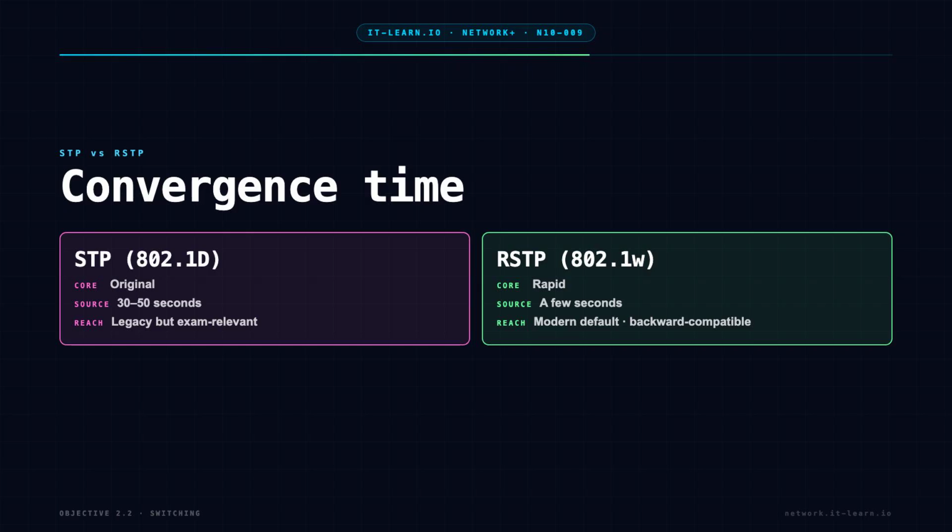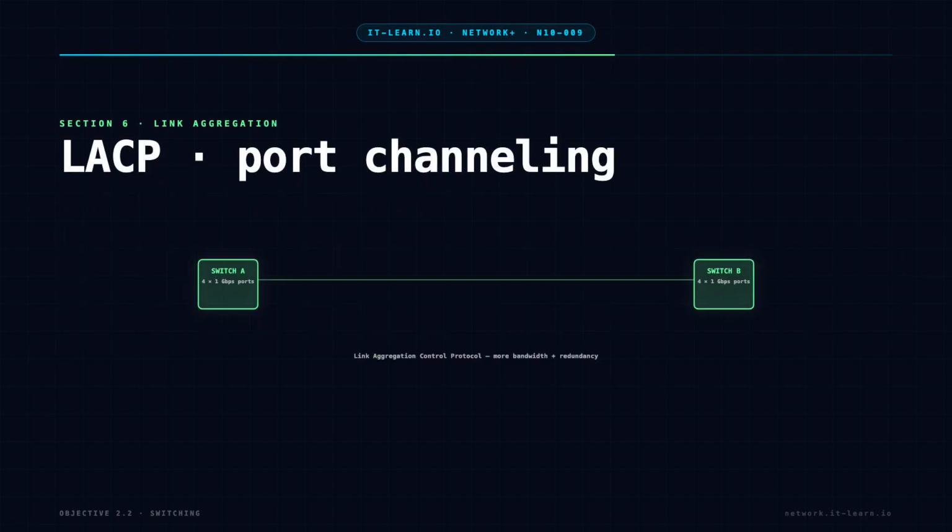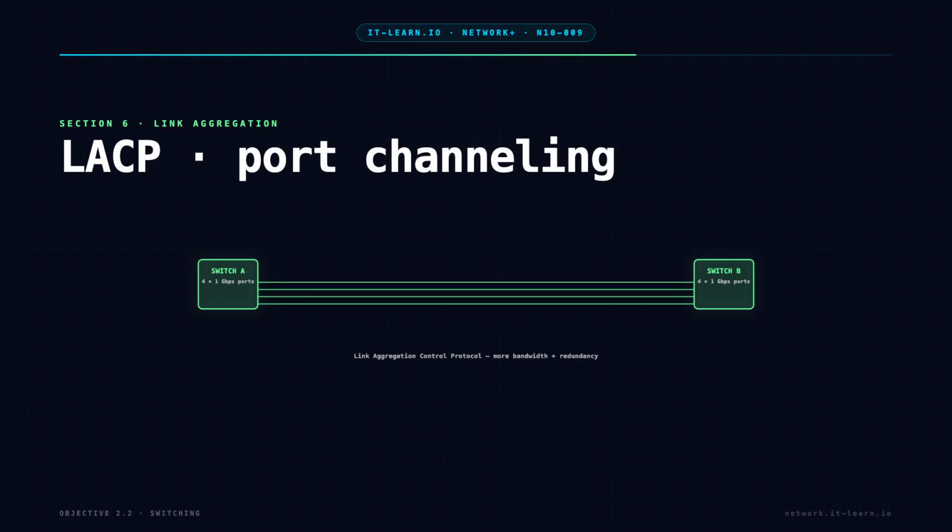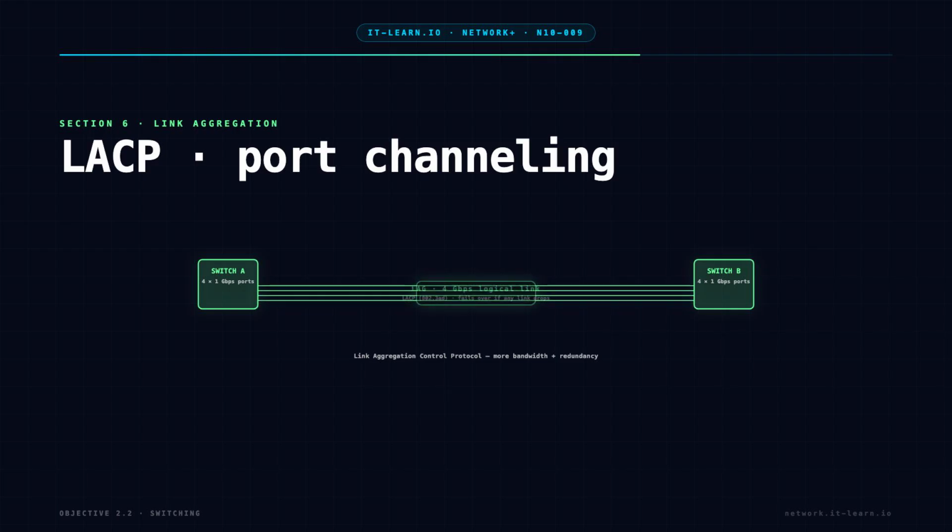Link aggregation, also known as port channeling or NIC teaming, combines multiple physical links into a single logical link. This provides increased bandwidth and redundancy. If one physical link fails, traffic continues to flow over the remaining links. The standard protocol for link aggregation is LACP, or Link Aggregation Control Protocol, defined in IEEE 802.3ad. LACP allows switches to automatically negotiate and form link aggregation groups.